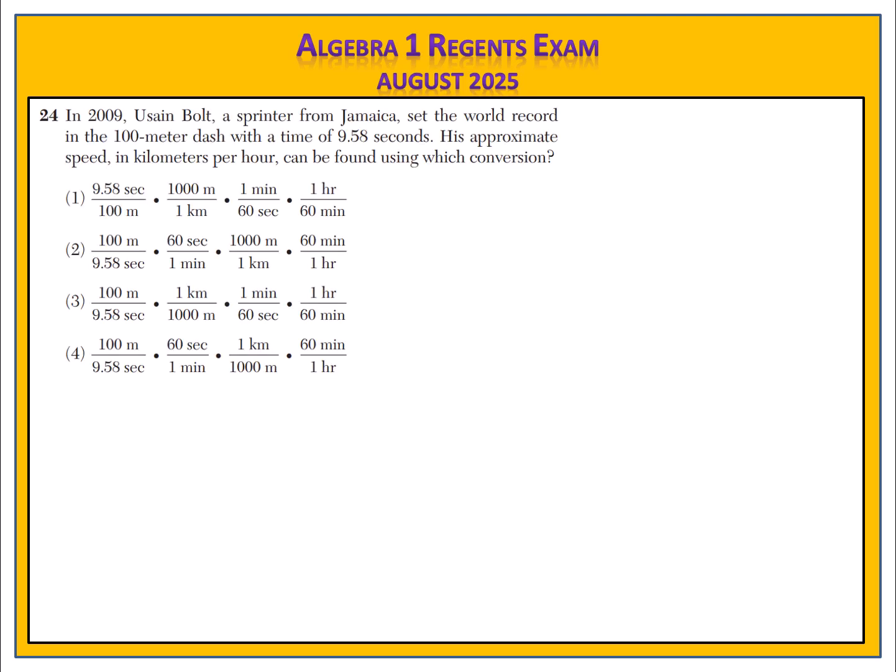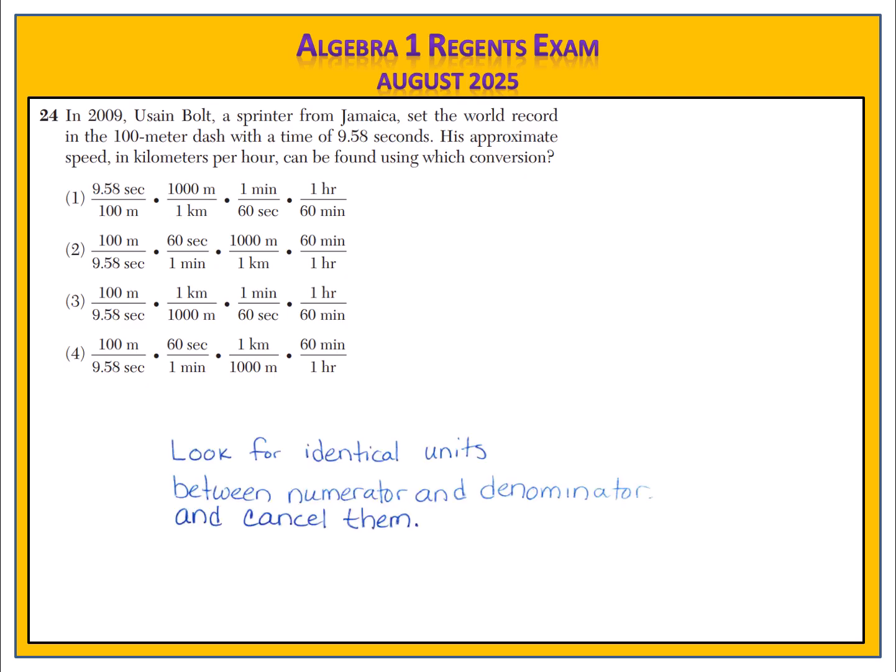Problem 24. In 2009, Usain Bolt, a sprinter from Jamaica, set the world record in the 100-meter dash with a time of 9.58 seconds. His approximate speed in kilometers per hour can be found using which conversion? We want to see which of these conversions works out to give us kilometers per hour. We're going to look for identical units between the numerator and denominator. For instance, feet in the numerator and feet in the denominator, and if we have them, we'll cancel those units. We want kilometers per hour, which is kilometers over hours. Our final answer should have only kilometers in the numerator and only hours in the denominator.